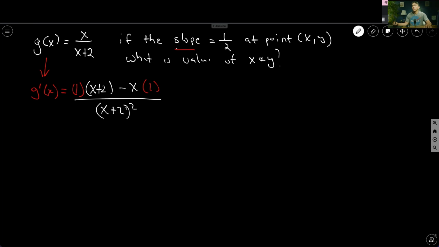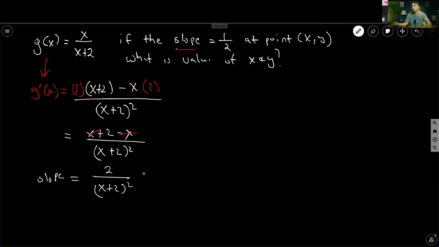And we want to know, actually, we'll clean this up first before we move on. So when we clean this up, we get x plus 2 minus x all over x plus 2 squared. And now the x on top cancels out, plus x minus x, leaving you with 2 over x plus 2 squared. Now this equation we said is equal to 1/2 because this is the slope equation, and they gave us a slope of 1/2. So now let's solve this for x.